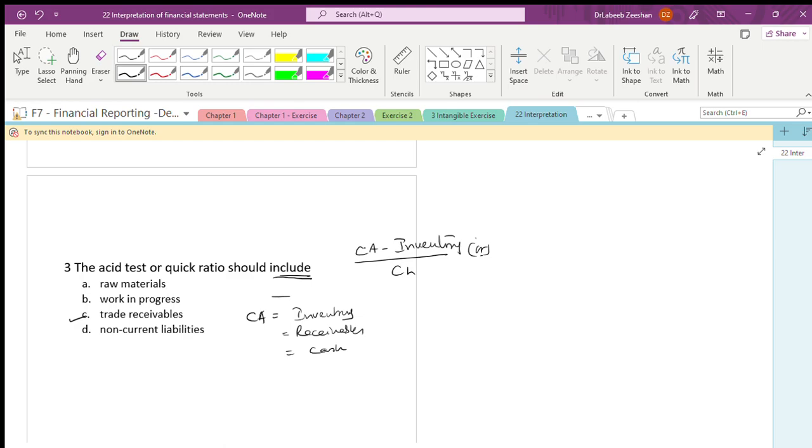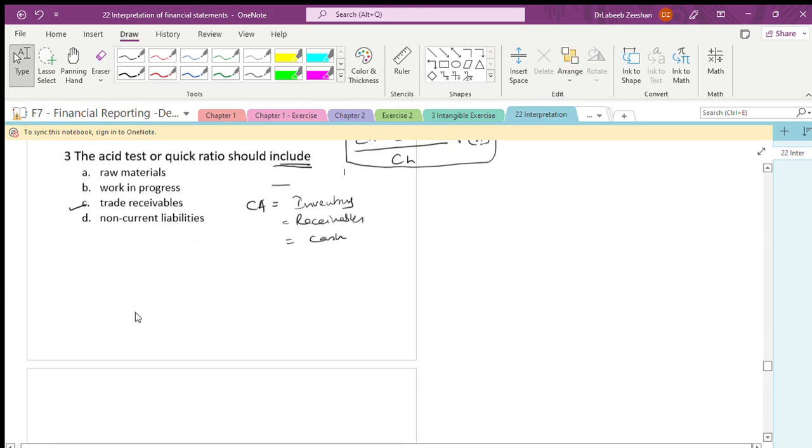We never ever write like this. We only write in the way we will write: current assets minus inventory. Is it right? Current assets minus inventory.